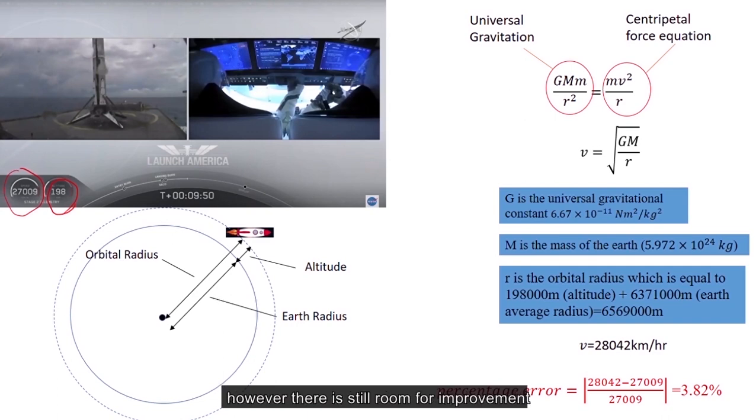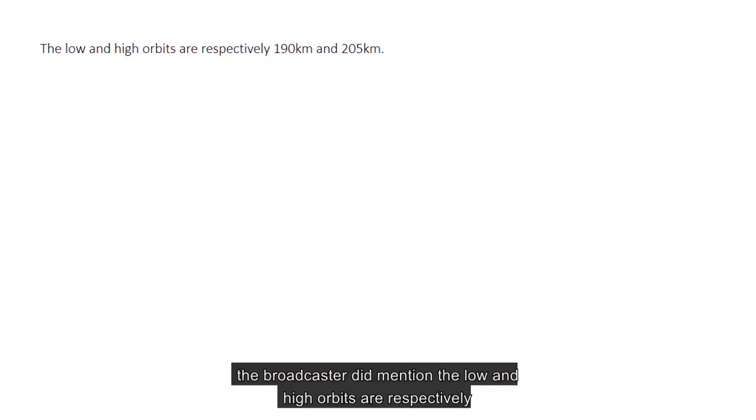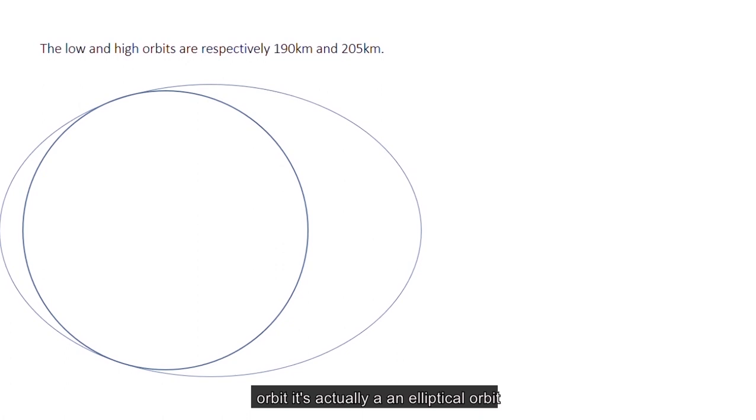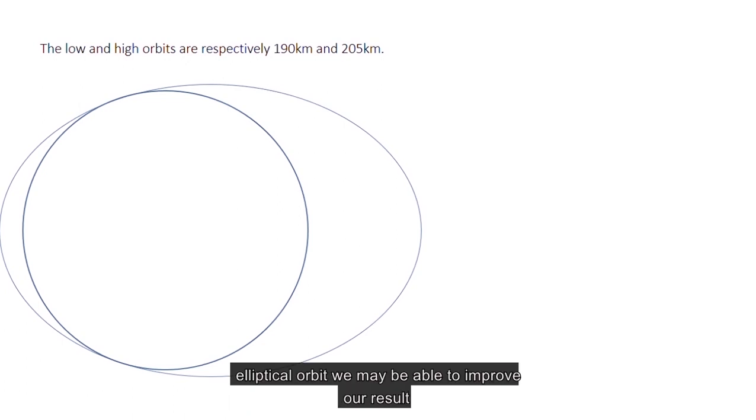However, there is still room for improvement because in the broadcast, the broadcaster did mention the low and high orbits are respectively 190 kilometers and 205 kilometers, which means the orbit is not a strict circular orbit. It's actually an elliptical orbit, an ellipse. So if we use the equation for elliptical orbit, we may be able to improve our result.